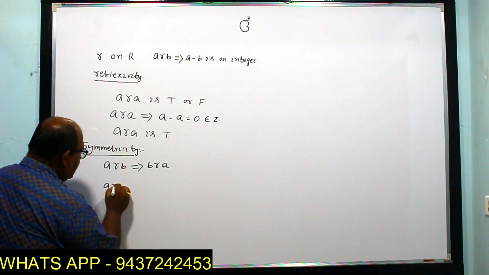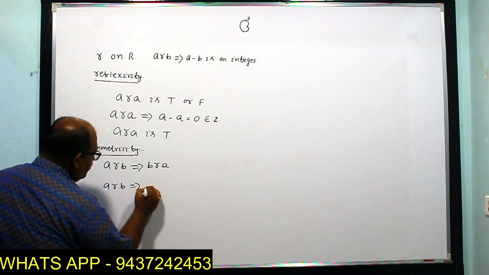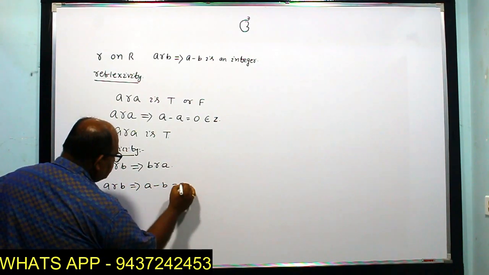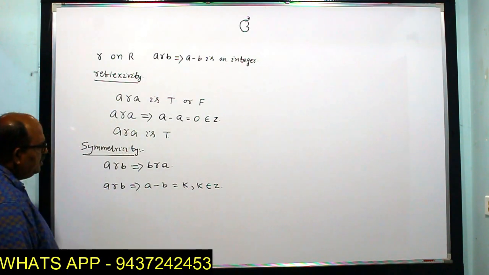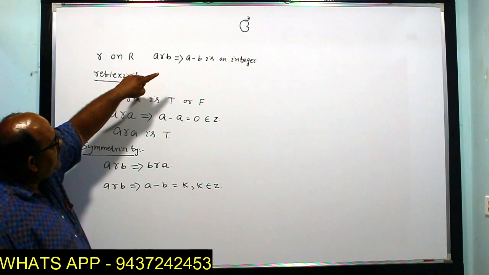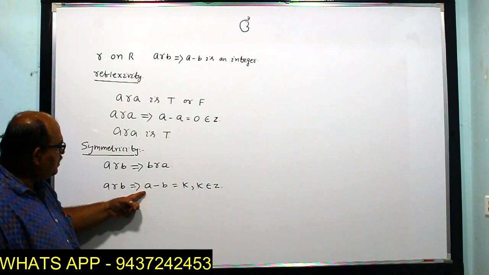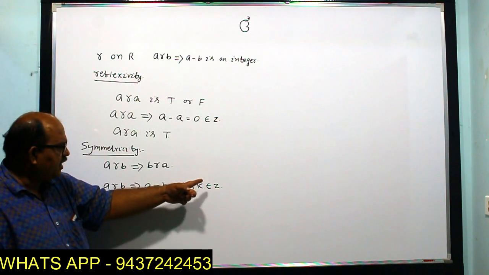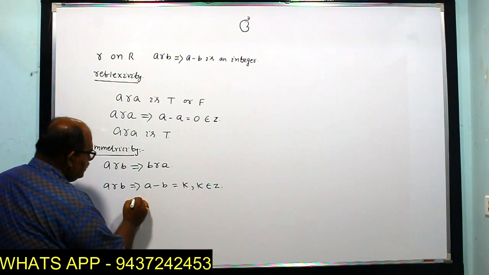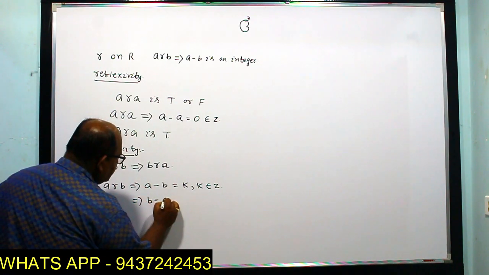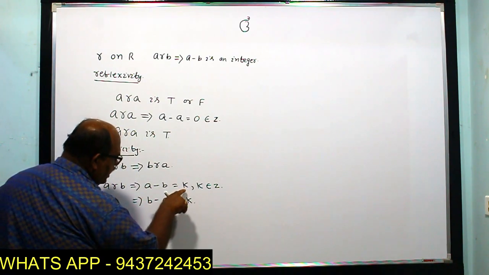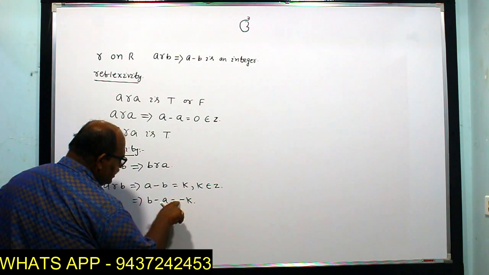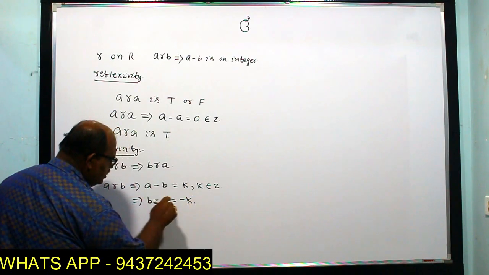Now A related to B implies A minus B is equal to K, where K belongs to integer. Because A related to B is given, A minus B is an integer, so I have written A minus B is equal to K, where K belongs to an integer. Now this implies B minus A is equal to minus K. Now if K is an integer, minus K is also an integer.